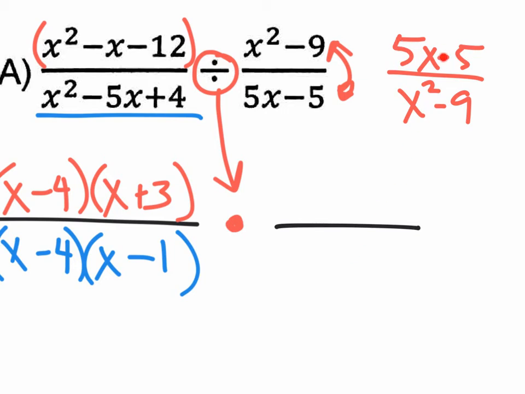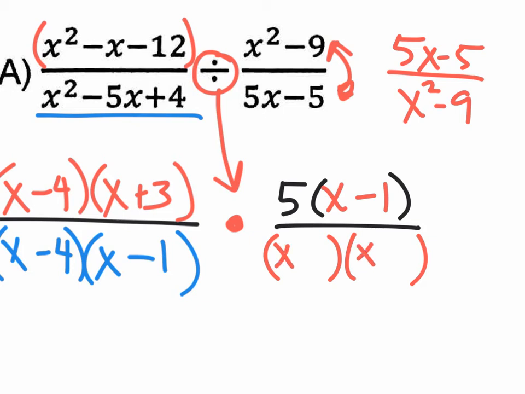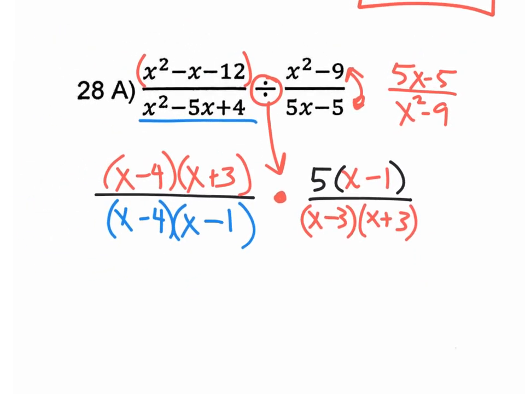So the 5x minus 5, what could I pull out of the top? I could pull out a 5. And if I pull out a 5 from the top, what's going to be left? X minus 1, correct? X minus 1. Okay, now the bottom one, x squared minus 9, that could factor into the parenthesis situation. It's a difference of two squares. And we all should know that that's a minus 3 plus 3, or plus 3 minus 3. It doesn't matter. Anyways, now they're completely factored.